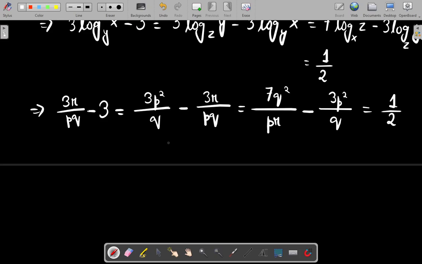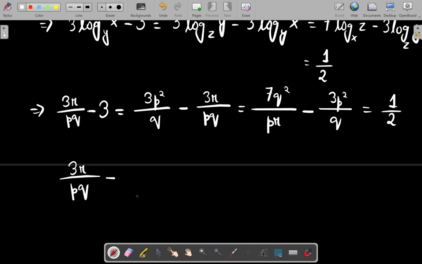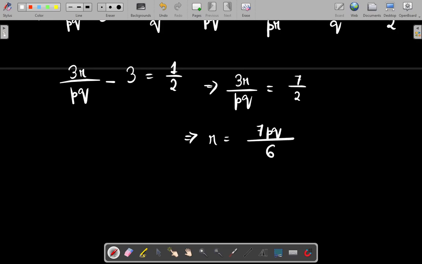Okay, so we are going to solve each of these equations. I am starting with the first equation, 3r upon pq minus 3 is equal to half. So changing sides, we get 3r upon pq. If this 3 goes to the other side, 3 plus half, this will become 7 upon 2. And from here, if we solve for r, this will give us 7pq upon 6, right? This 3 goes to the denominator, pq goes to the numerator on this side.